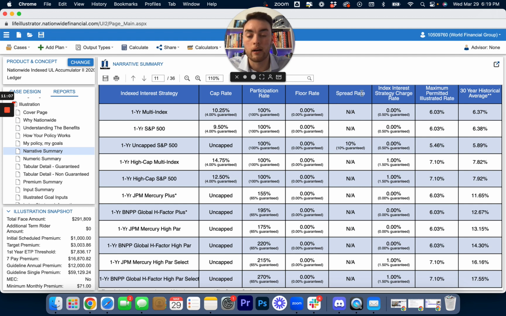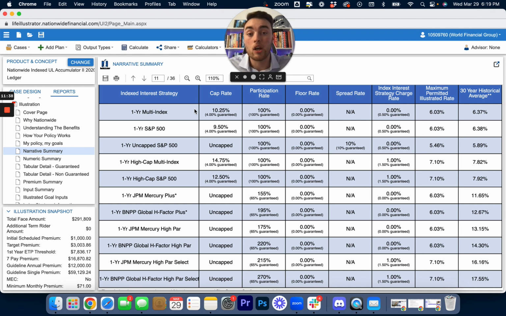Luckily for me, with this insurance company, there are a slew of index strategies that I get to choose from. And so, when having a conversation with the client, I pretty much explain all these different indexes. I explain all the different cap rates, the participation rates, the floor rates, the spread rates, the index charges, everything, and then we determine together which one would be the best fit.